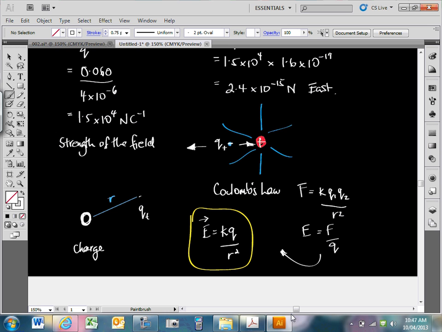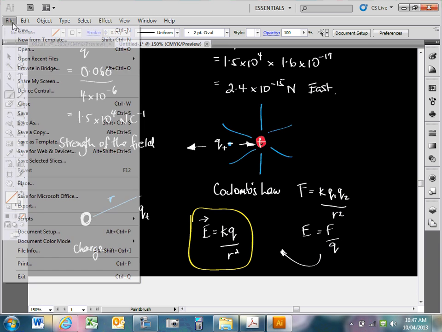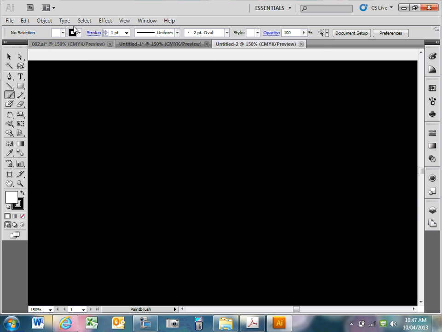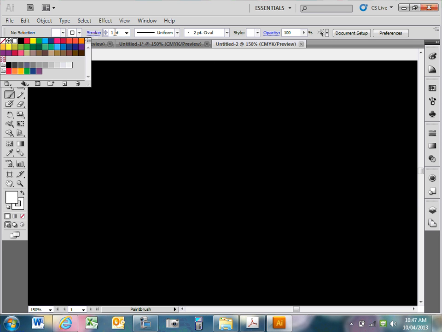I expect they're probably going to give us an example here. Note that this formula enables us to calculate the magnitude of the electric field strength vector at any point. To find the direction of the vector E at any point, consider the direction of the force on a small positive test charge placed at that point. Okay, let's go to a new one.